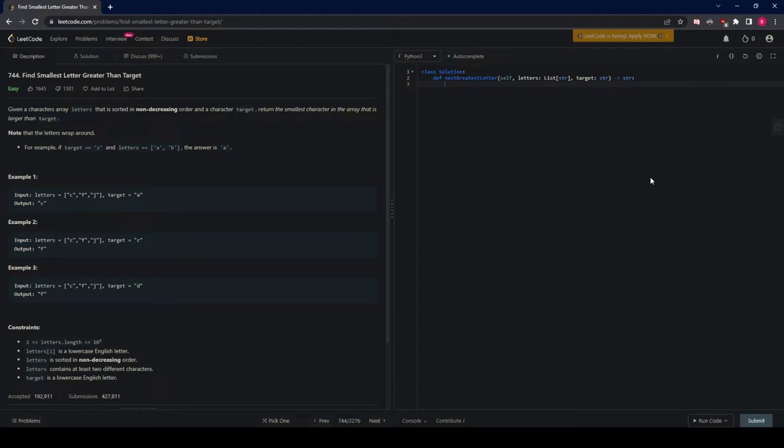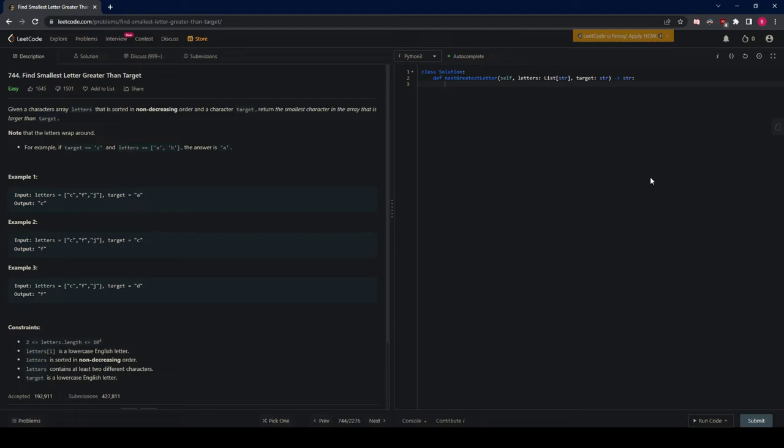Given a characters array letters that is sorted in non-decreasing order and a character target, return the smallest character in the array that is larger than target. Note that the letters wrap around. For example, if target is equal to the character Z and letters is equal to the list of A and B, then the answer is A because, essentially, we're just assuming that A is larger than Z, and that creates the cycle, right?